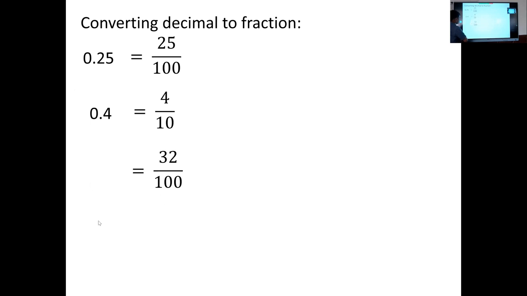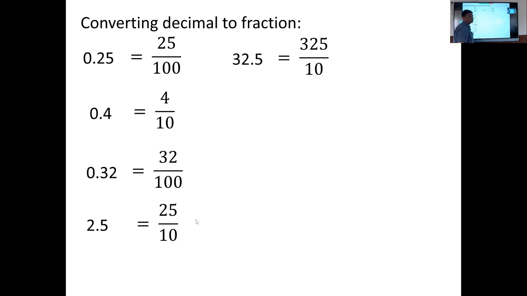Here also in 0.32 we have two decimal places. That's why we are going to put two zeros after 1. So it will be 32 out of 100, and 2.5 can be written as 25 out of 10. Okay. Now a few more decimals. 32.5 can be written as 325 out of 10, as there is one 0, there will be one decimal place.